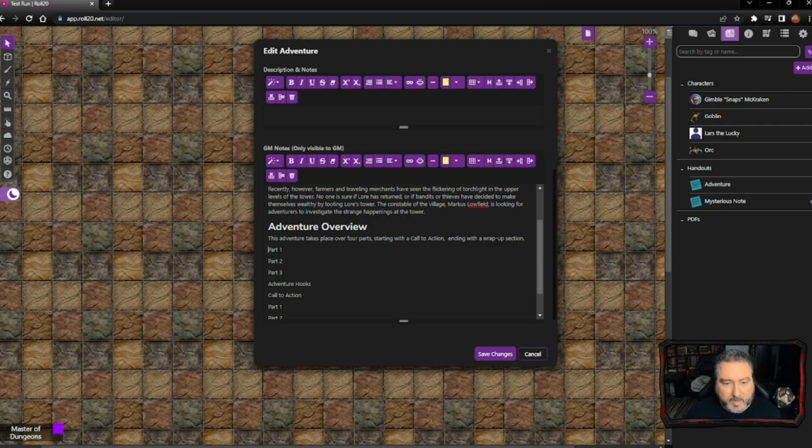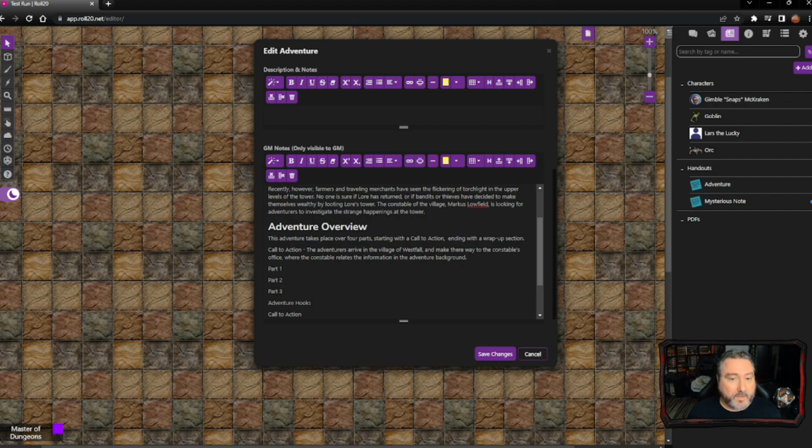All right, so we'll put the call to action here first. What we're going to have in the call to action, let's say the adventurers arrive in the village of Westfall and make their way to the constable's office, where the constable relates the information in the adventure background.